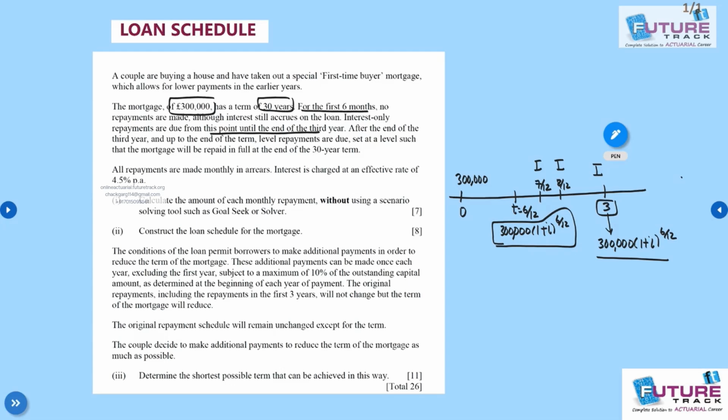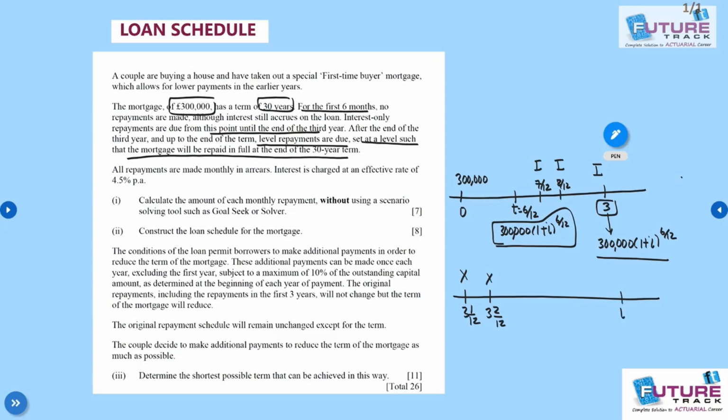Set at a level such that, at the end of the term, level repayments are due, set at a level such that the mortgage will be repaid in full at the end of the 30 years. From the third year, 3 1 by 12, we are making a monthly installment of X till the 30th year. And class, these monthly installments contain two parts. One is interest, the other is the capital part. That is why they are level payments, right? All repayments are monthly in arrear.